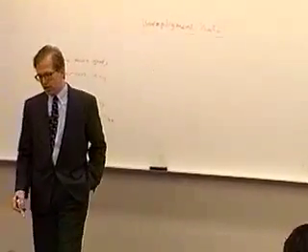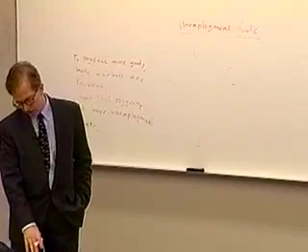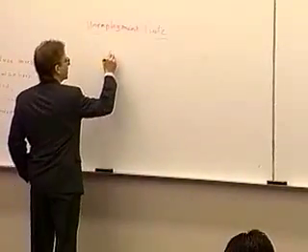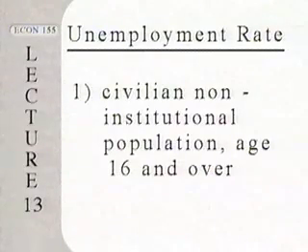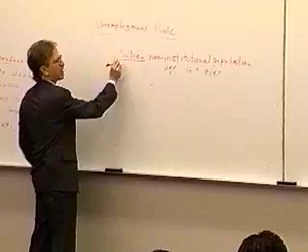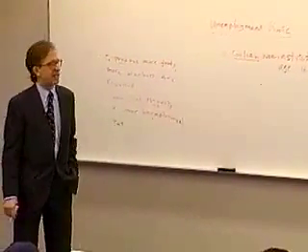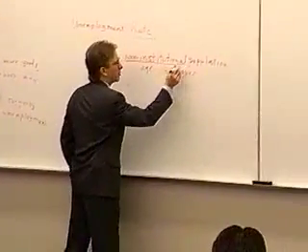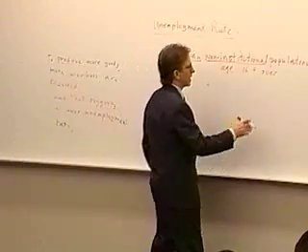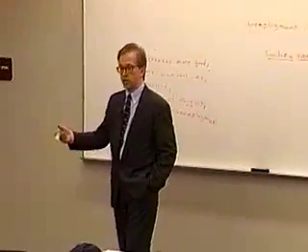Let's introduce a few terms or concepts to begin with. First is the civilian non-institutional population, age 16 and over. This is pretty straightforward stuff. When we say civilian, we're not including the people in the military. When we say non-institutional, people in jails or other types of institutions, hospitalized and so forth, are left out. And then age 16 and over, you guys know what that means.